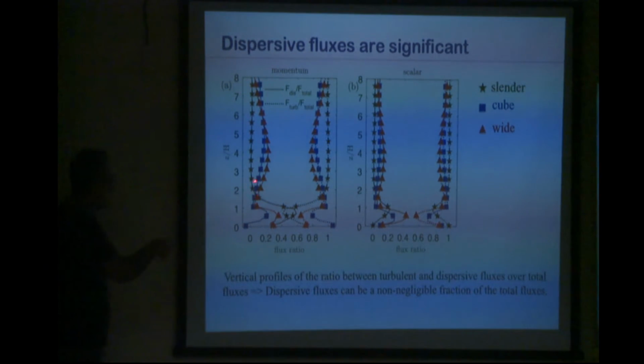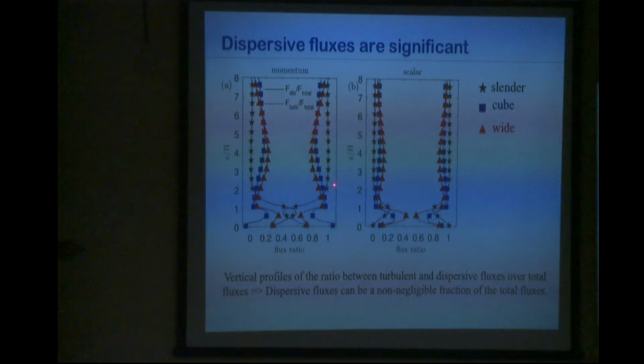The dispersive fluxes are the solid line. The dashed lines are the turbulent fluxes, both normalized by the total fluxes. And again, the different colors are the different canopies. And you see again that when you get to the roughness sublayer, the dispersive fluxes can sometimes be larger than the turbulent fluxes, and you need to account for them. For momentum, but also for scalar, the same idea is that within the roughness sublayer, dispersive fluxes are very important and they need to be accounted for.